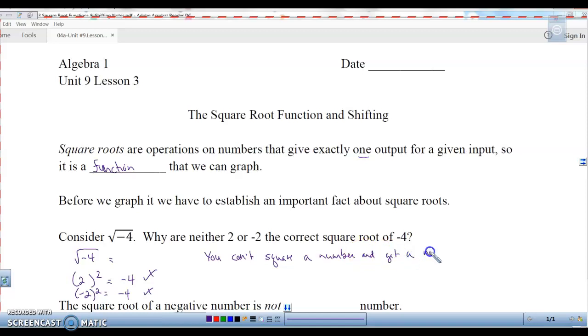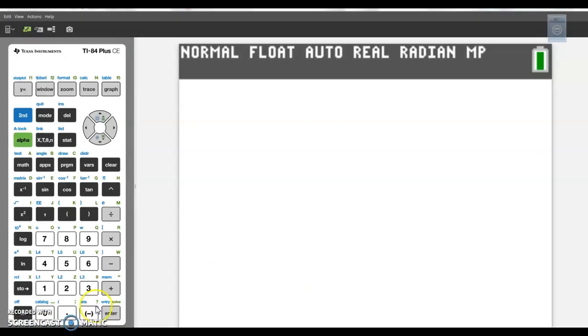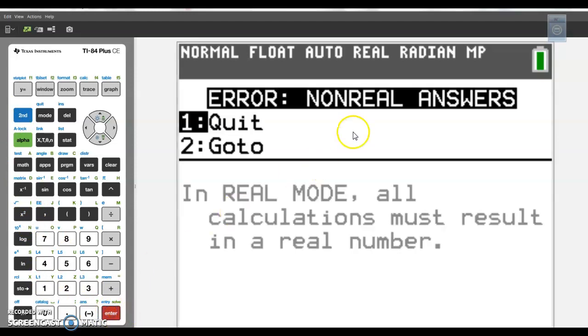All right, now if you try to do this on your calculator, second square root, negative 4, and you press enter, it says it's an error. It's a non-real answer. It is actually an imaginary number, the square root of negative 4, but we don't worry about that until you get to Algebra 2. In Algebra 1, we only deal with real numbers, and for real numbers, the square root of negative 4 is a non-real answer. So all calculations result in a real number, so this doesn't work.